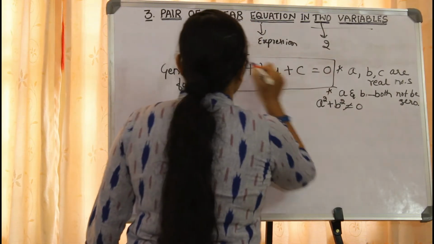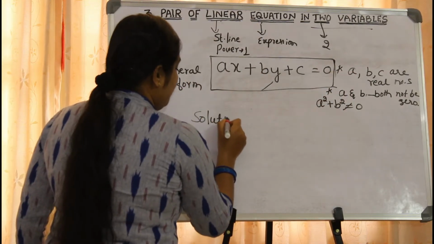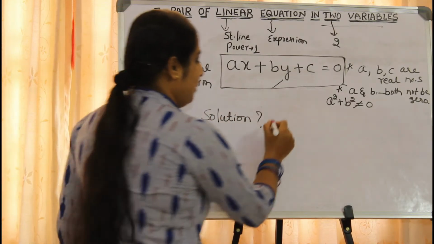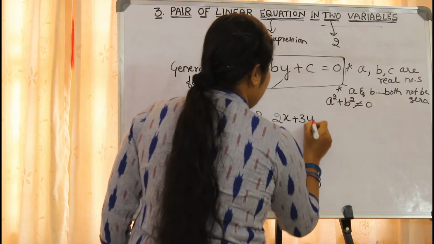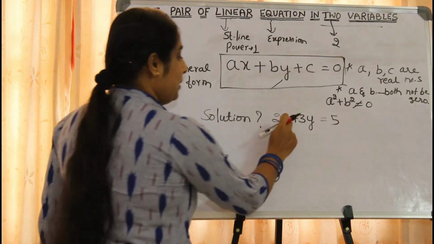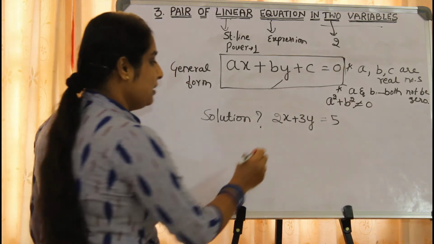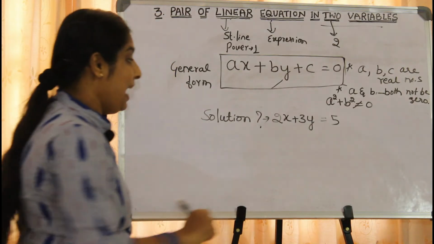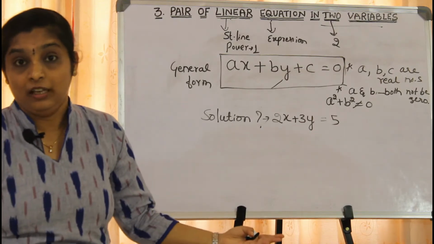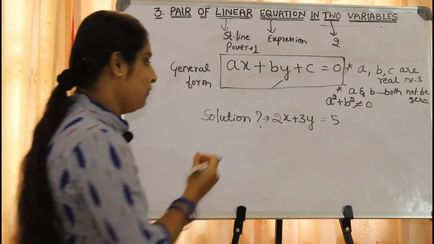So what is the meaning of solution of a linear equation? How will we find the solution? Let us take an example. 2x plus 3y is equal to 5. So here you can see the variables are x and y, and it is in the form of ax plus by plus c is equal to 0. What is the solution of this equation? Yes, as these a and b are real numbers, there are infinite real numbers, so they can have any value. Let us see which value satisfies the equation.